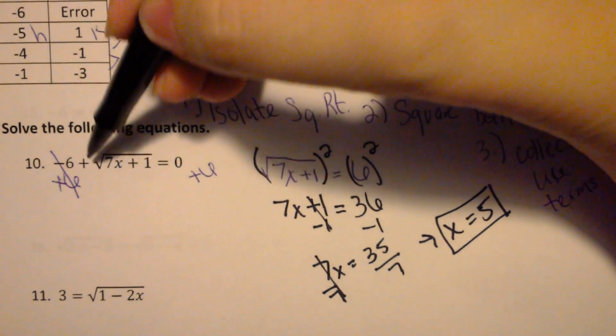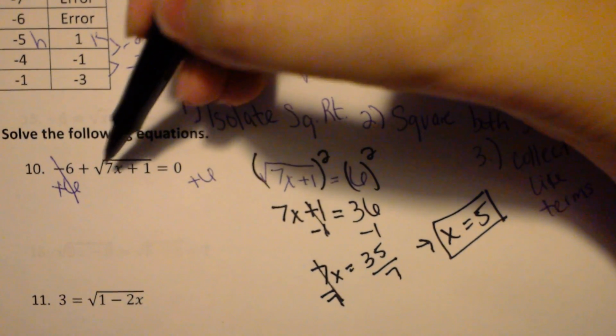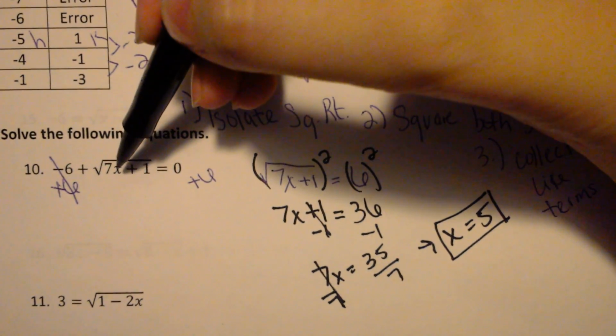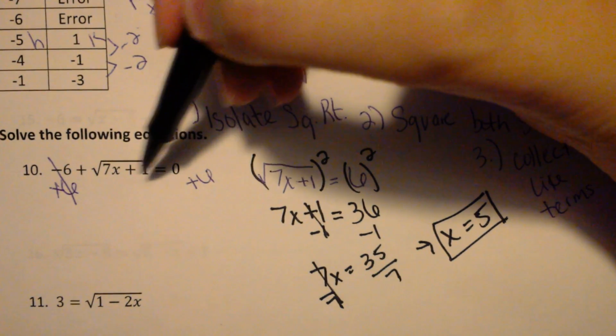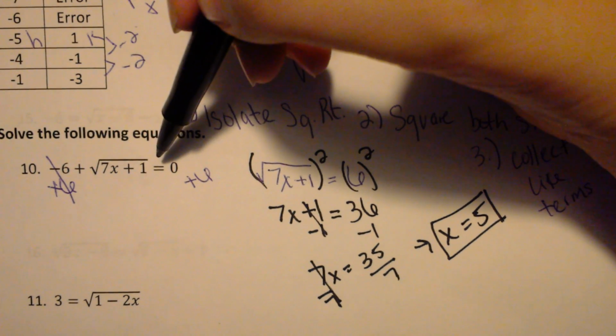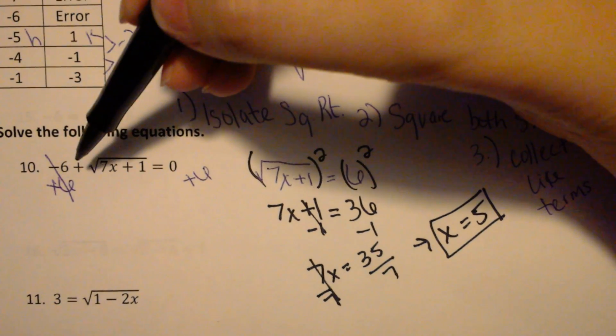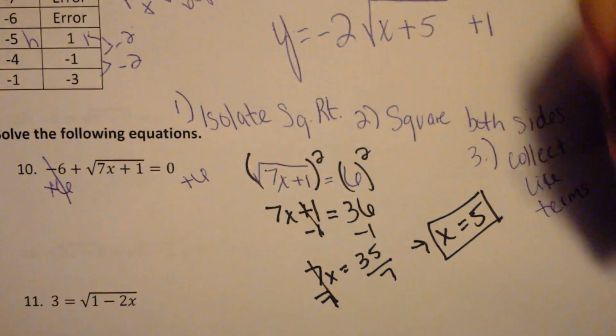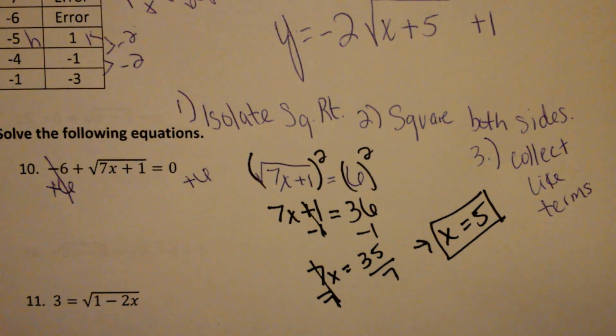If I put 5 in here, that would tell me 7 times 5 is 35. 35 plus 1 is 36. The square root of 36 is 6. Negative 6 plus 6 is 0. So this one does work out.